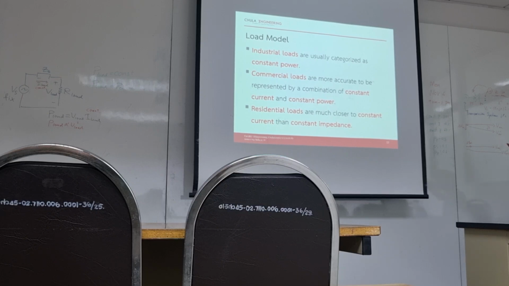Industrial load is usually categorized as constant power. What is industrial load? Machines, usually motors. In the factory, there are a lot of industrial motors, right? This is constant power load. Commercial load, what is commercial load? Maybe buildings, usually lighting and also the AC, right? The air conditioning system is classified as a combination of constant current and constant power. Residential load, usually lighting and also AC, something like a refrigerator, is much closer to constant current than constant impedance.